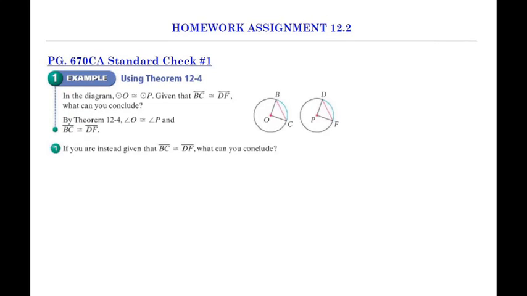Okay, so we're talking about circles and their properties in here. And so we start off that we're given that we have congruent circles, which means that the radii are the same. And then we're also given that these chords, BC and DF, are the same.